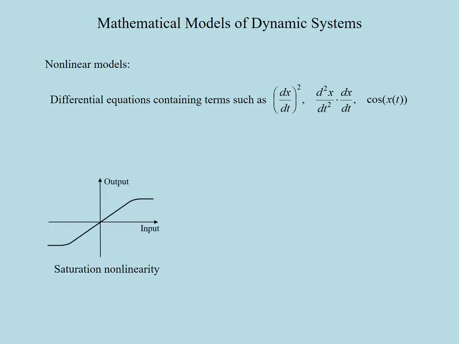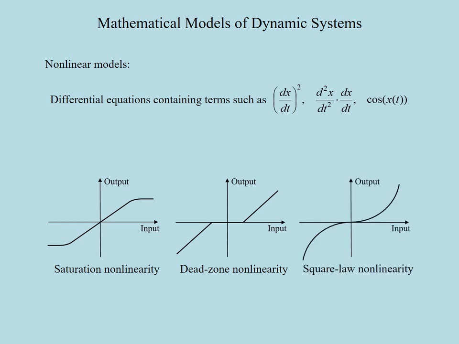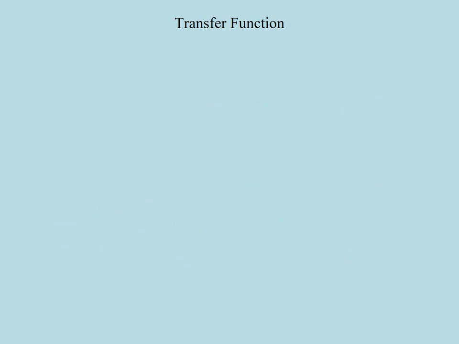The saturation type of nonlinearity is, for example, one of them, where the output depends linearly on the input for smaller values of it, but becomes saturated for higher values of the input. The dead zone nonlinearity is another example, which is quite common in flow systems, especially in valves. Finally, here is a graphical representation of square law nonlinearity, where the output is proportional to the square of the input.